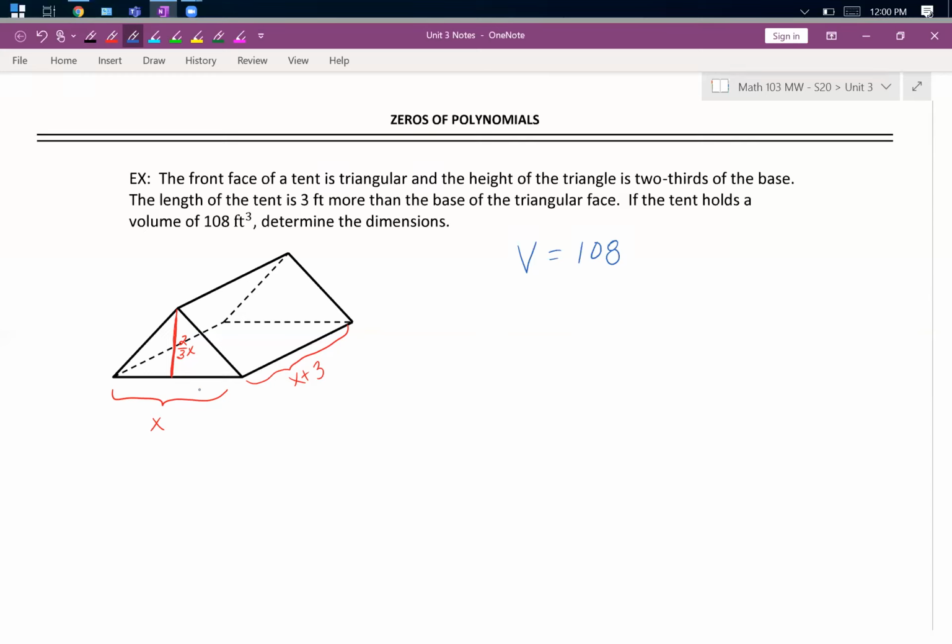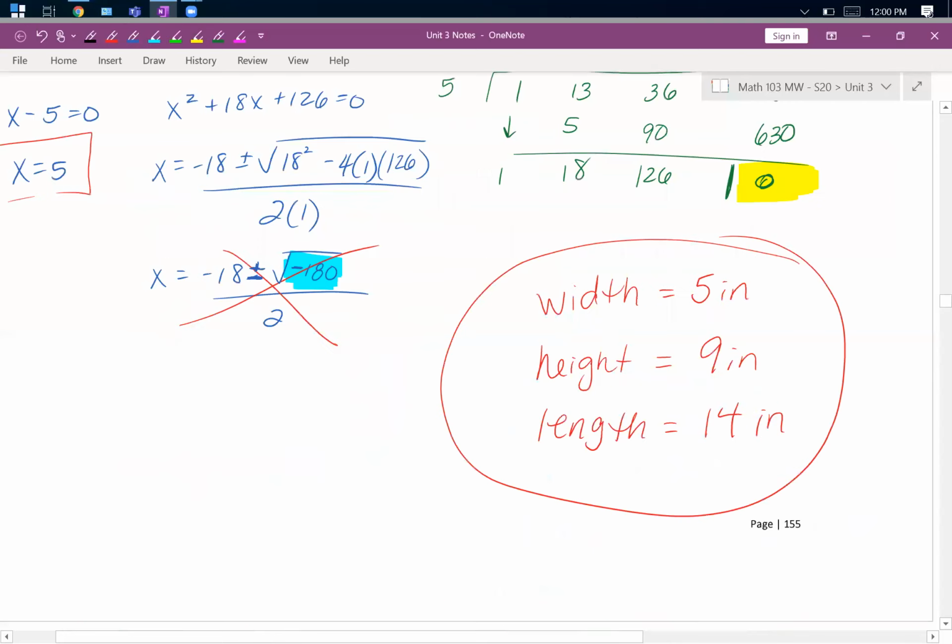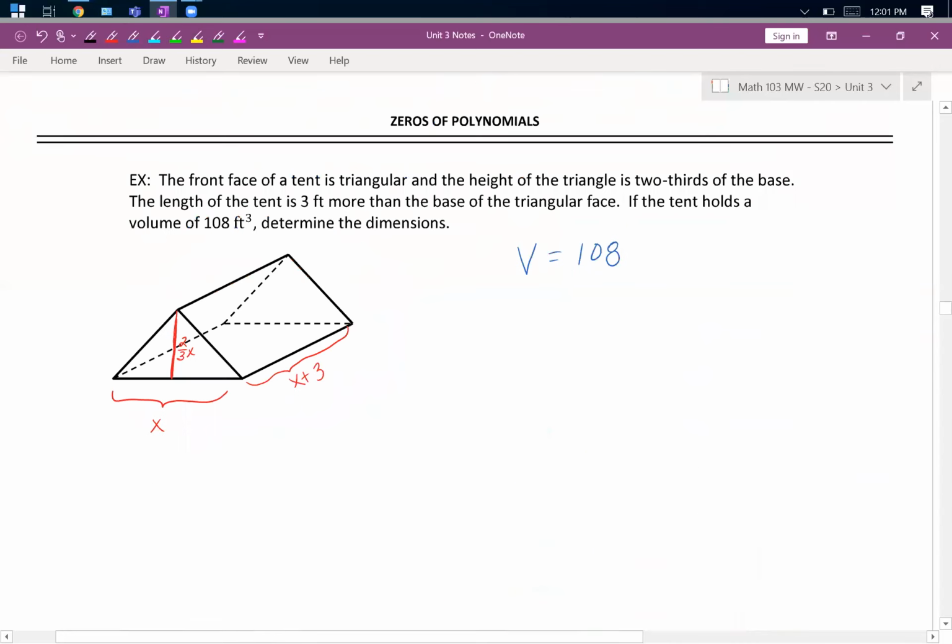The volume of a prism is equal to the area of the base times the height of the prism. And that's actually how we get the volume for a box. You start with the area of the base, which is length times width, and then you multiply it by the height of it. So that's where we get length times width times height. It's really the same formula for all of them. It's just this time our base is triangular.